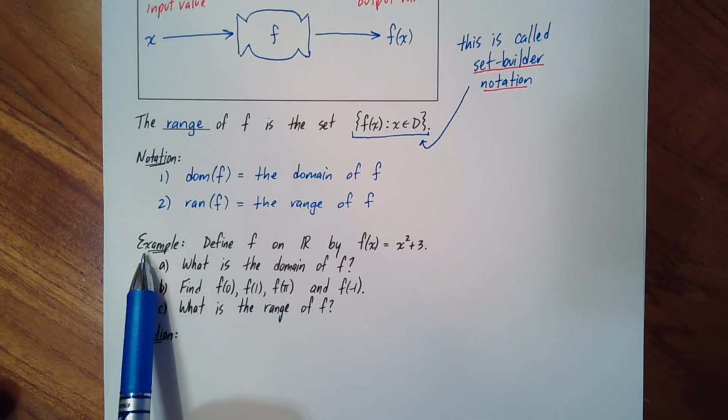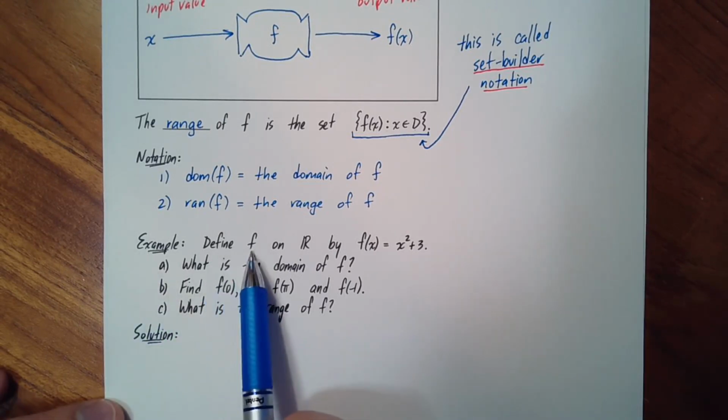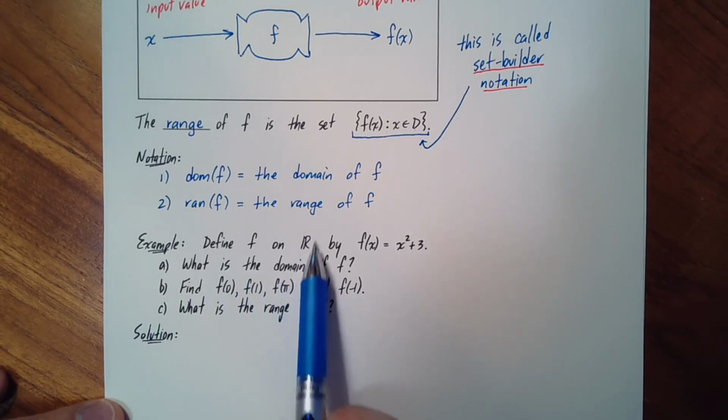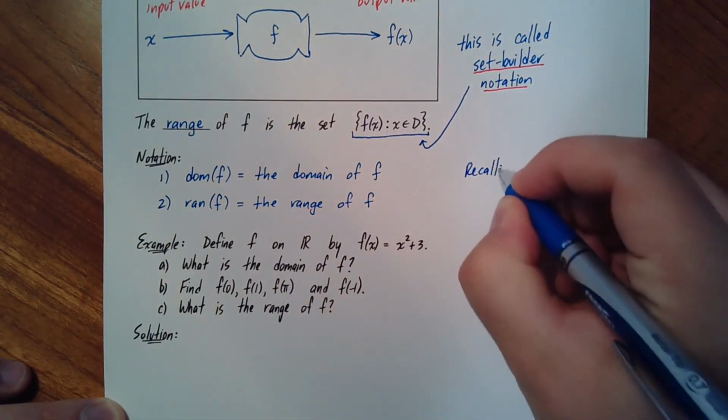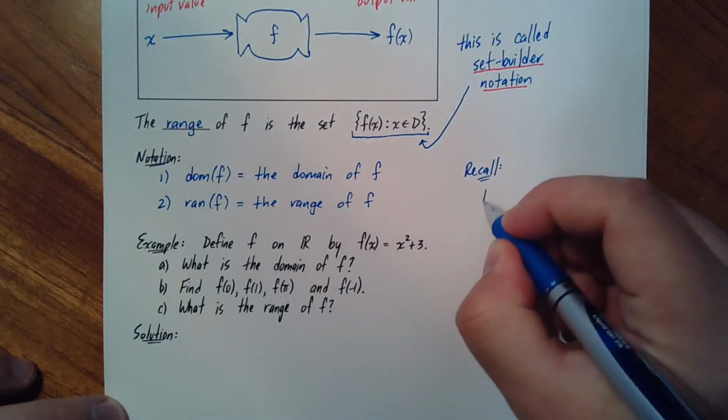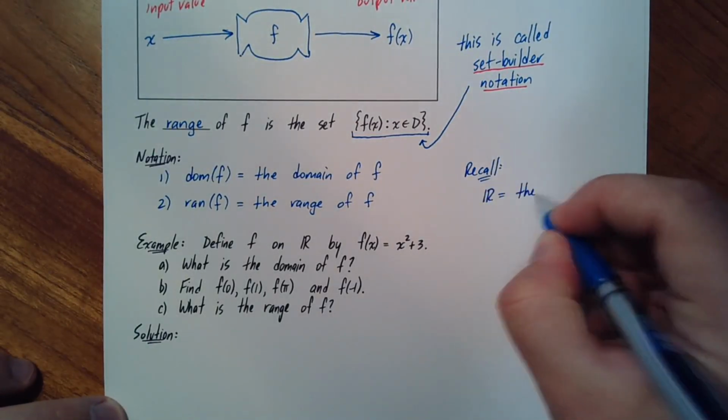So for example, down here, we're given a function, so define f on r. By the way, what is this symbol r? Let me remind you what that means. So pardon me for interrupting myself a bit here. r is the set of all real numbers.